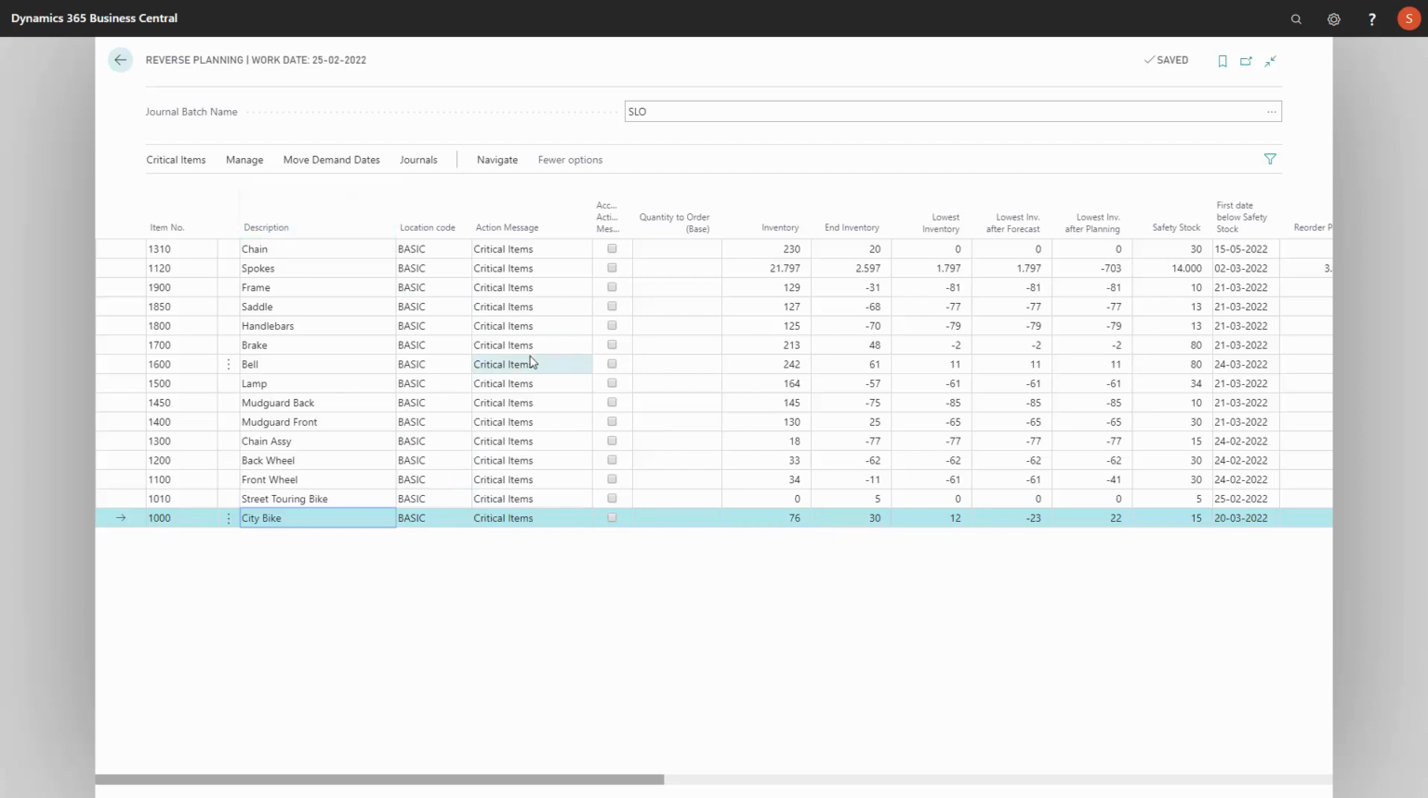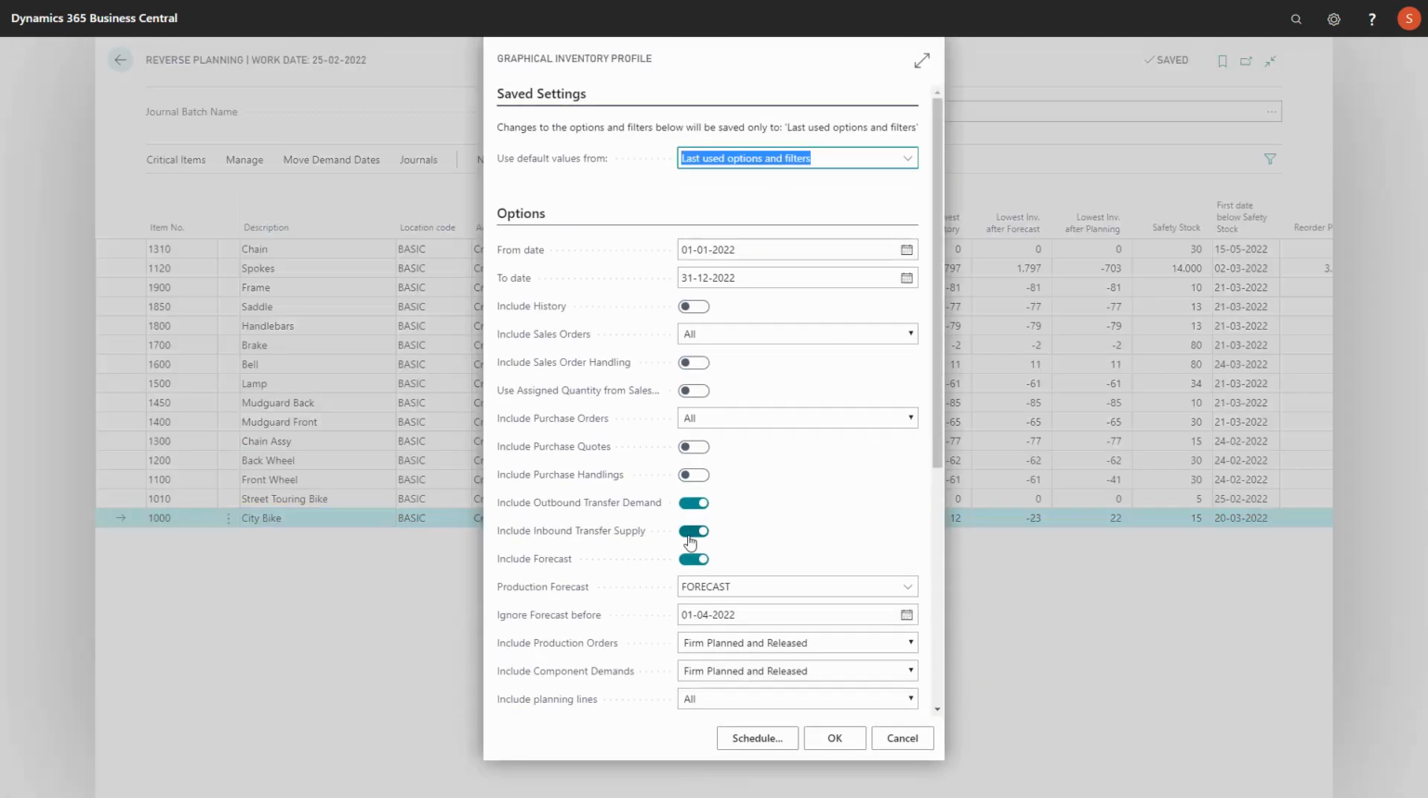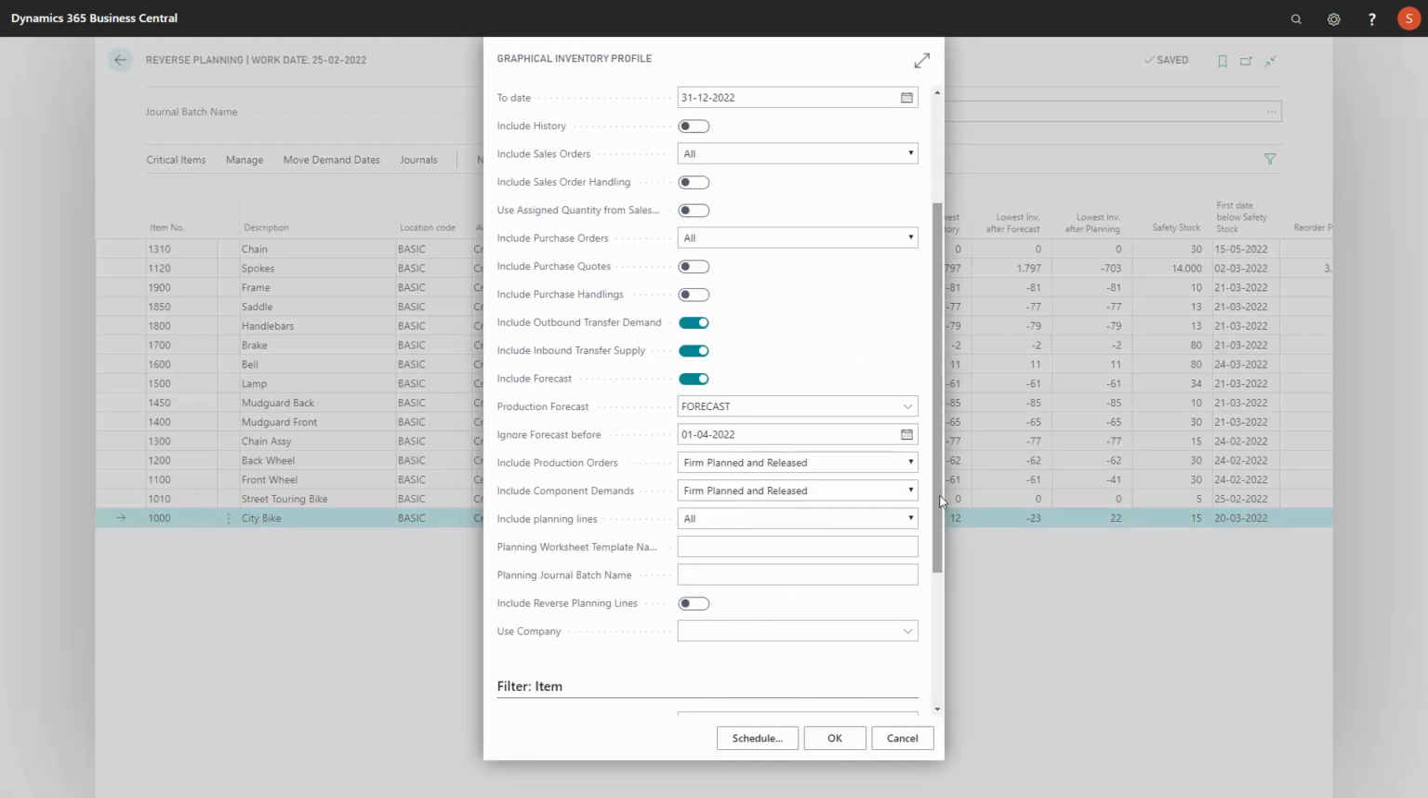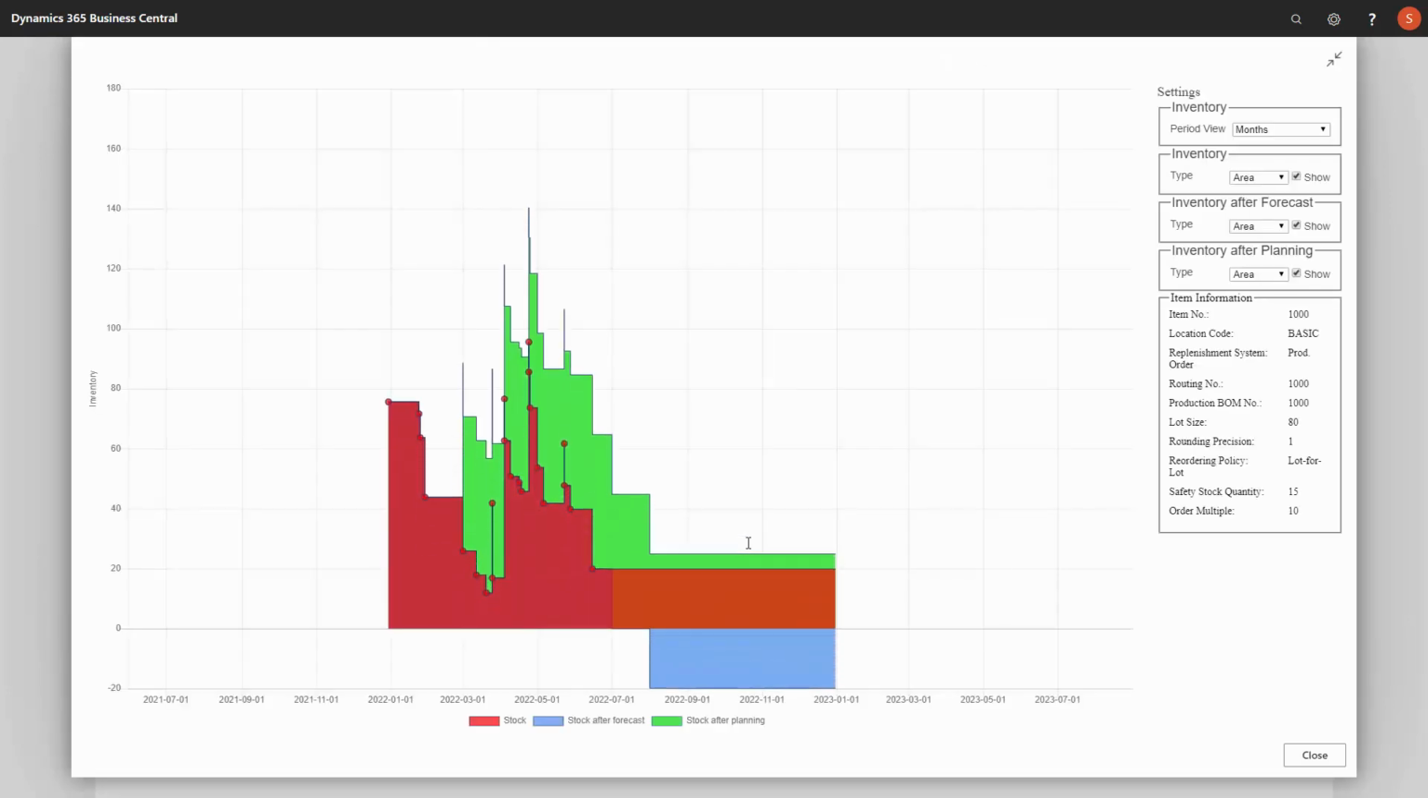Let's look at the graphical view to explain it a little. Including forecast and including planning lines, if I'm looking at this item, I can see that the period I was looking at was only until 1st of June. So I can see I have no forecast triggers and the planning lines makes it very positive, but the lowest point here is 12. So I'm basically triggering on the red curve, the inventory curve only, and that's what we use this field for.